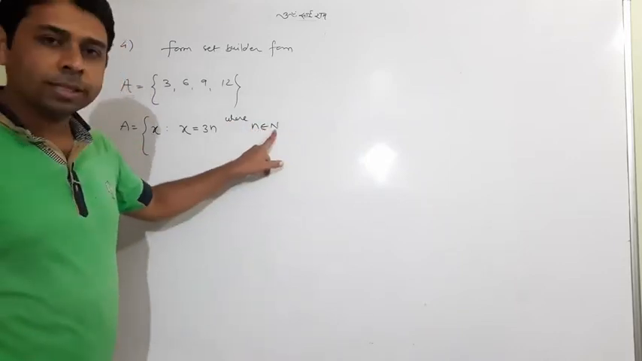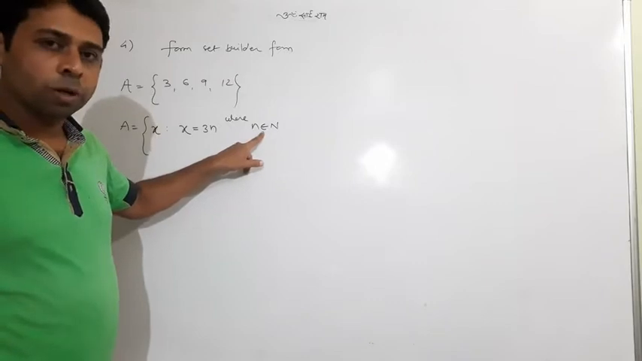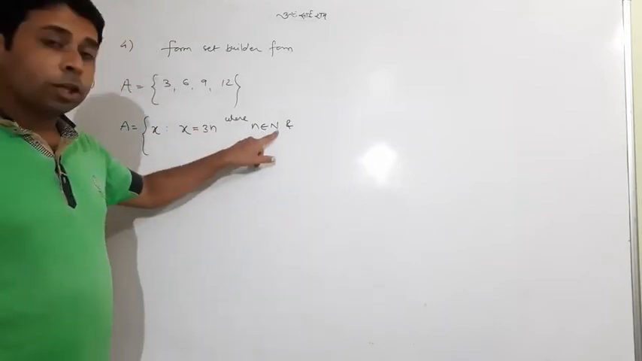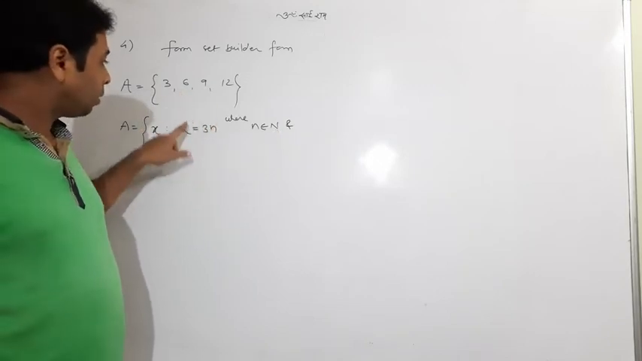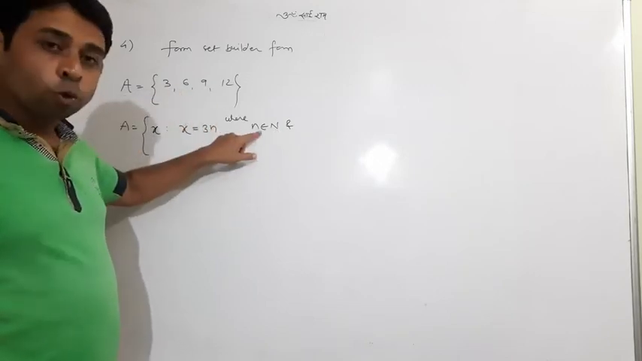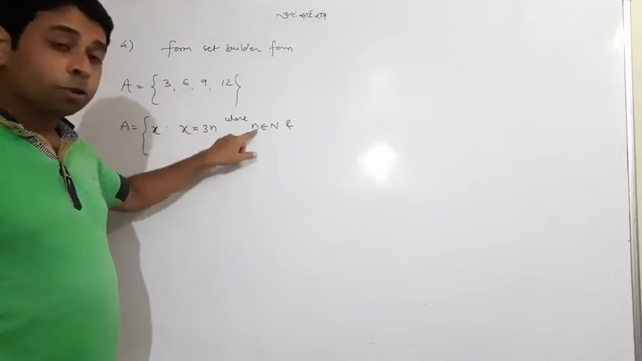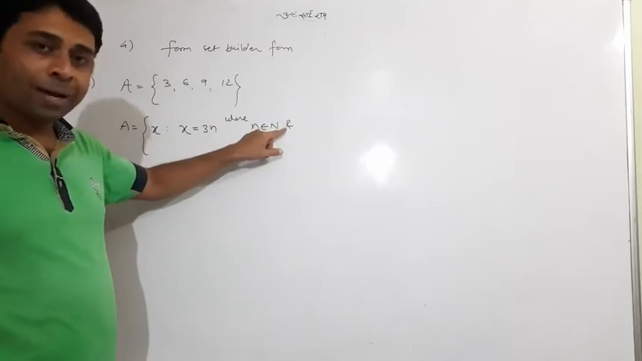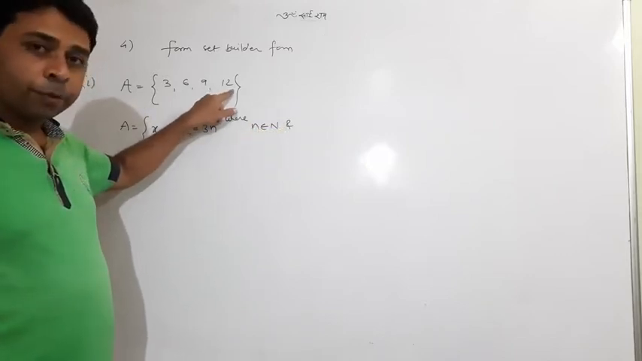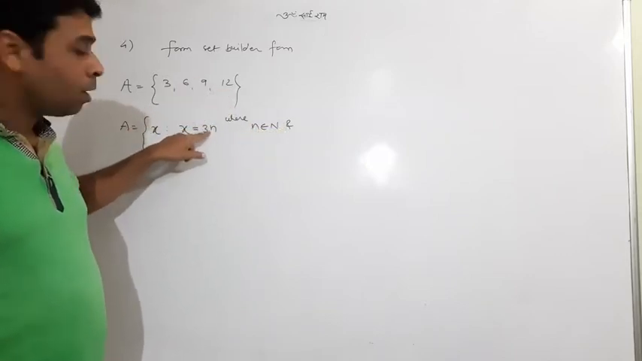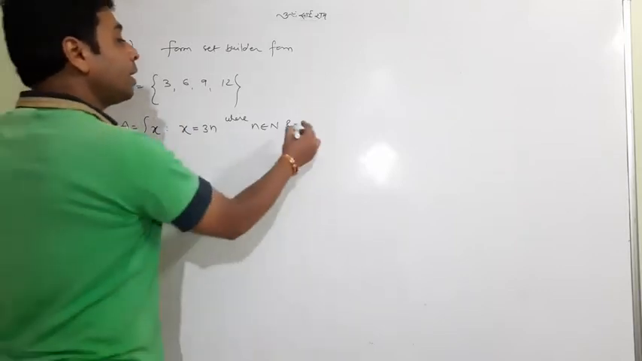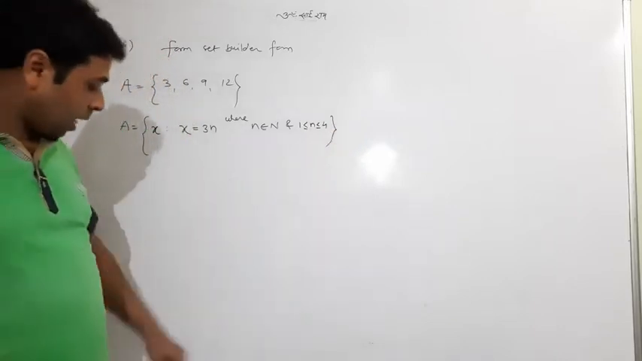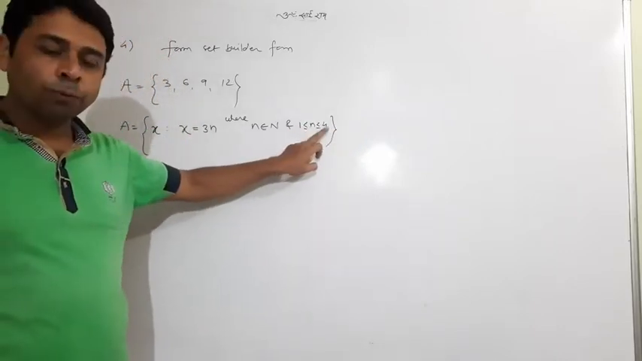This capital N is the set of natural numbers and this symbol means belongs to. And a special restriction: if n is a natural number, meaning n is 1, 3 1s are 3, n is 2, 3 2s are 6, n is 3, 3 3s are 9, n is 4, 3 4s are 12, but n is not 5. 5 times 3 is 15, which is not here. So we have to restrict the natural number from 1 to 4, meaning you just have to put your n from 1 to 4.